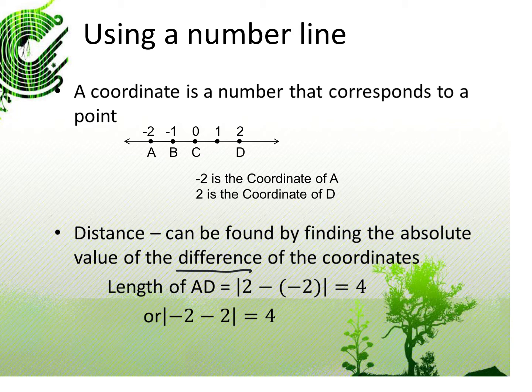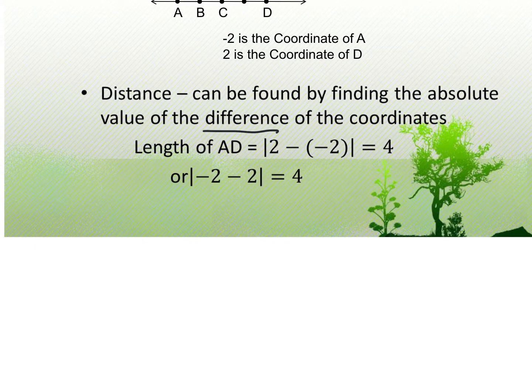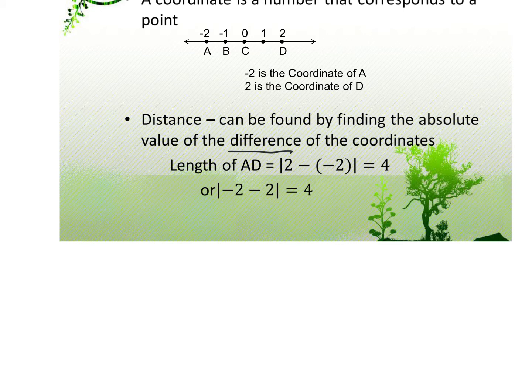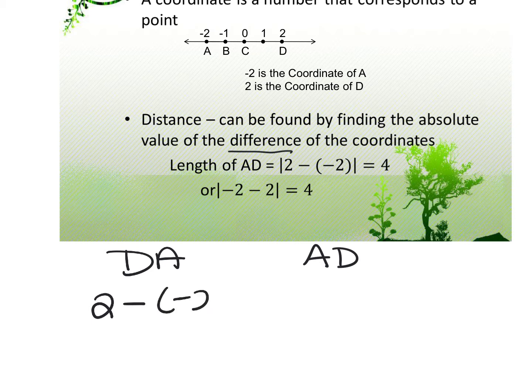So the whole purpose of finding an absolute value of a number is it doesn't matter the order that you subtract. So for example, we can either decide I'm going to take A's coordinate and subtract D's coordinate, or vice versa. So for example, if I did it DA or AD, the numbers that I subtract would go in here differently. So if I did DA, that would have been 2, and difference is subtraction, minus -2.